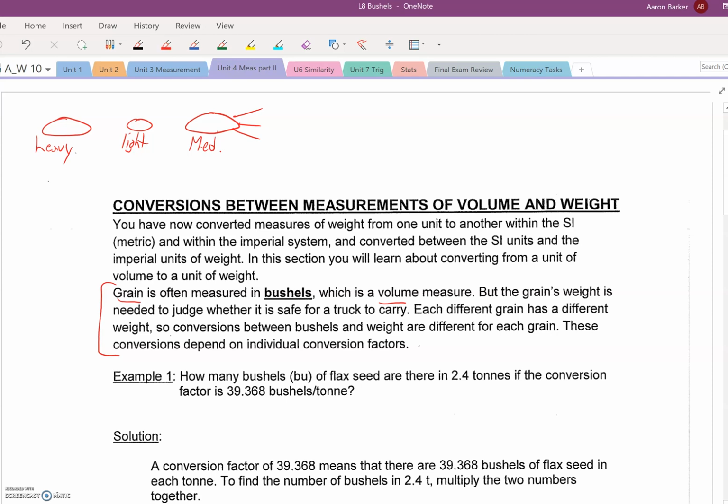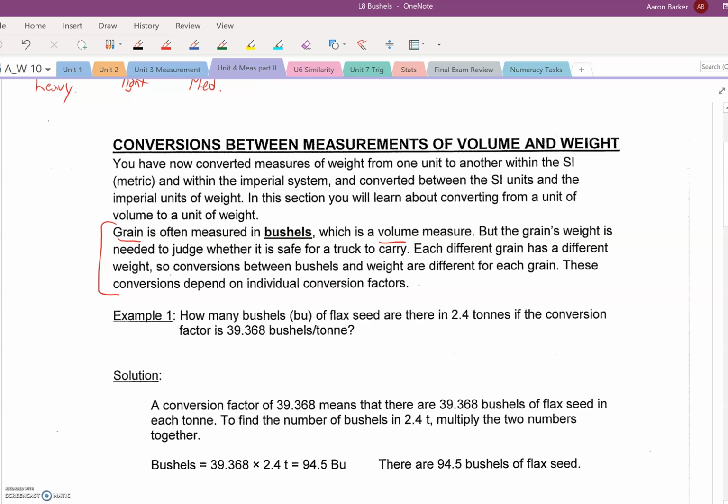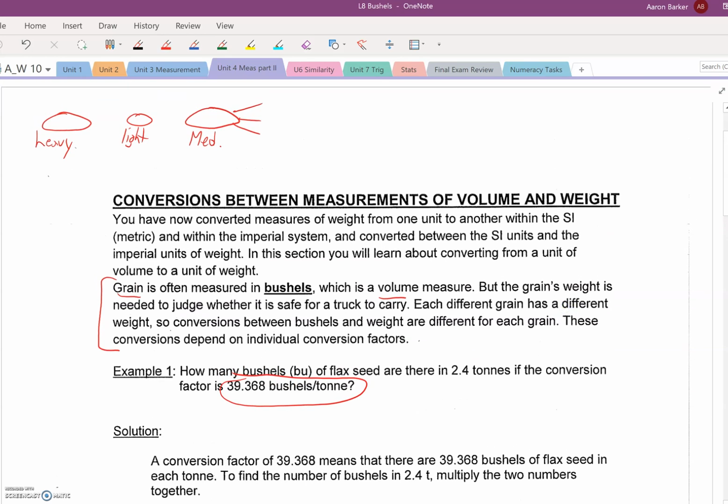So keeping that in mind, you're going to have a conversion factor, which will tell us how much weight per ton that grain is. So how heavy is that grain? That's a conversion factor that's going to be given to you. Each different grain has a different conversion factor based on its size and its density. Okay, don't need to worry about that too much.